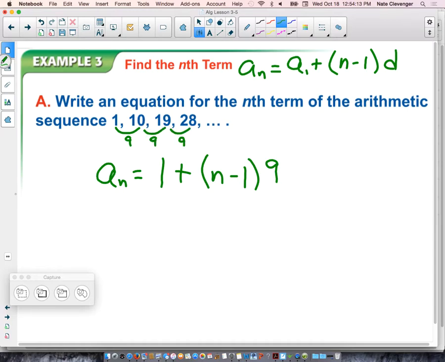The d stands for common difference. Do we ever just use plus 9 and figure out the next one? That's fine, but not if you wanted the 3,000th term. You wouldn't want to have to write all those out, would you?